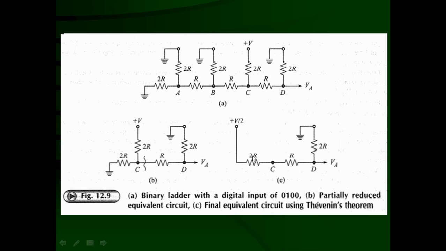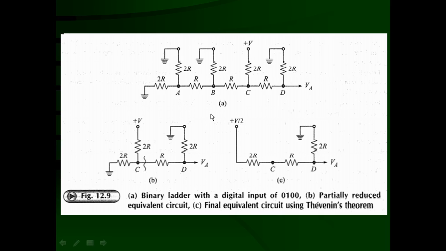This is a misprint. Here it cannot be a 2R. It is only R. So this R plus this R is going to be 2R. And that means this terminal is connected to the ground. So again you can redraw this circuit like this one. The voltage source is going to be V by 2, and this is going to be R plus R. That means the total resistance is going to be 2R between this source and point D. And from point D to the ground, again it is going to be 2R.